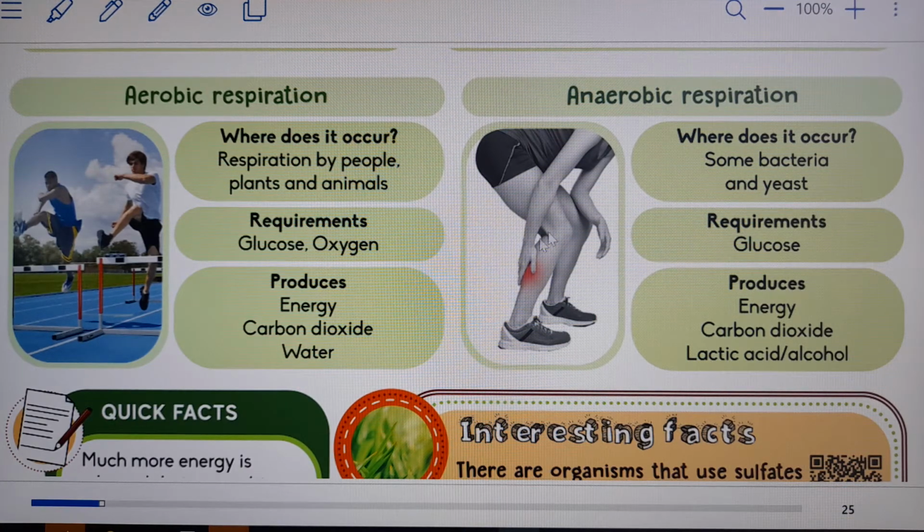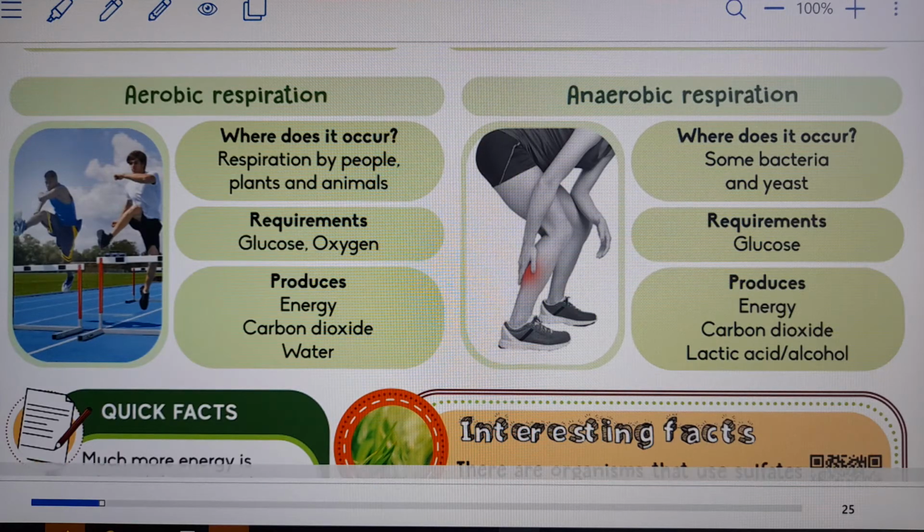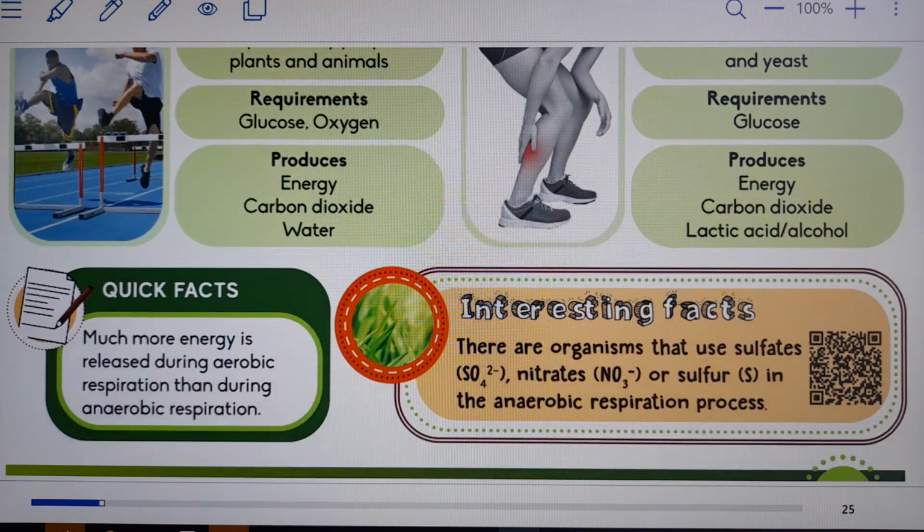I hope you all understand the two types of respiration: aerobic and anaerobic. Aerobic happens in people, plants, and animals. And what do you need? Glucose and oxygen. What is it that is produced or formed? Energy, carbon dioxide, and water. And anaerobic respiration, where does it happen? In some bacteria and yeast. And what is the requirement? It is glucose. And what is formed or produced? It's energy, carbon dioxide, and lactic acid or alcohol.